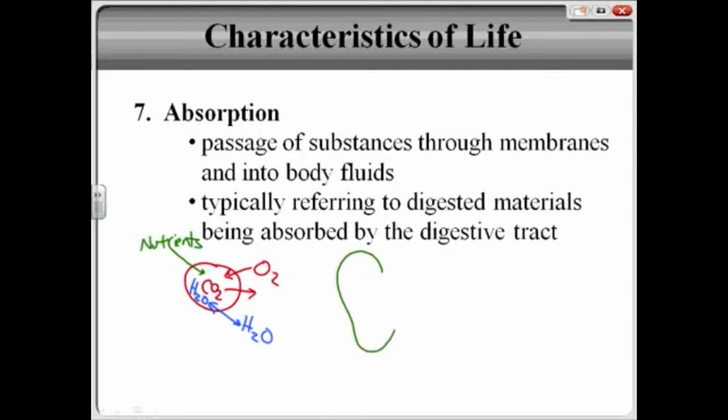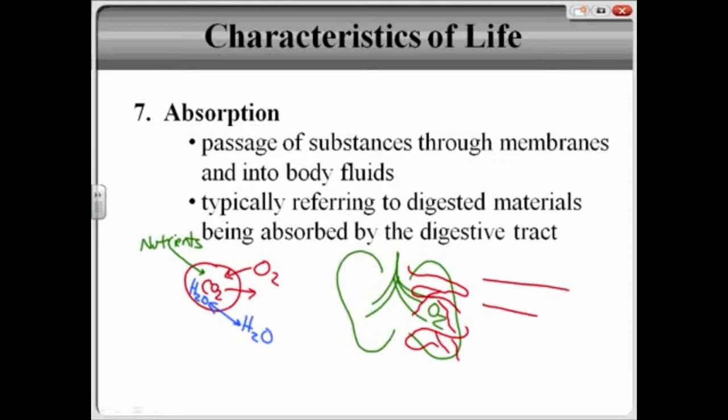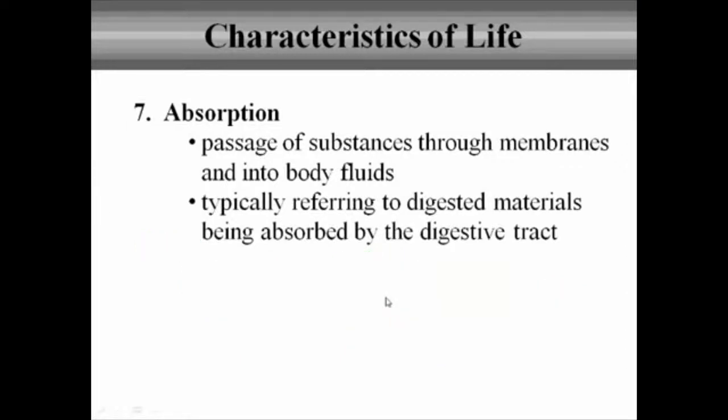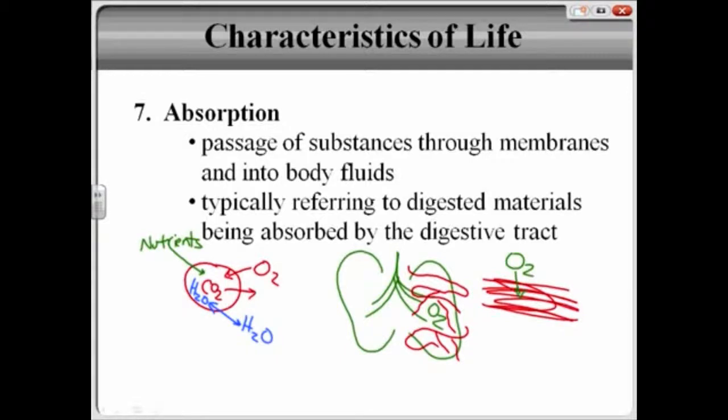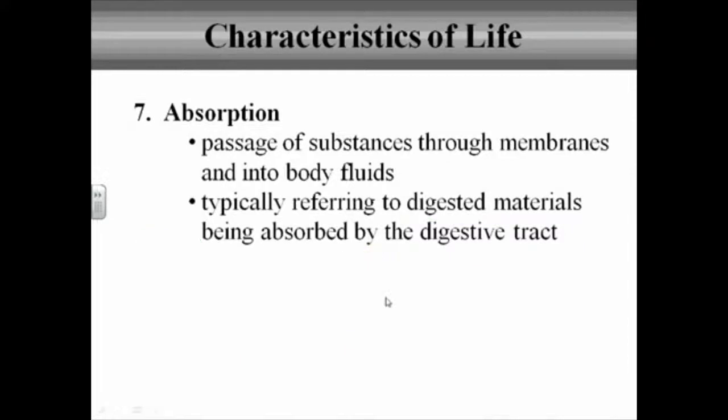We have lungs. Please bear with my atrocious drawings. You have your lungs, which are bringing in your air, and it's moving through. As a result, we need all of those blood vessels around our lungs. This is our blood vessel, and we need oxygen to pass from outside into the bloodstream. Then once it gets to a cell, it needs to pass in the other direction. So it's important for absorption to take place. The most common place is when we're talking about digestion. Obviously, what you digest needs to be absorbed.